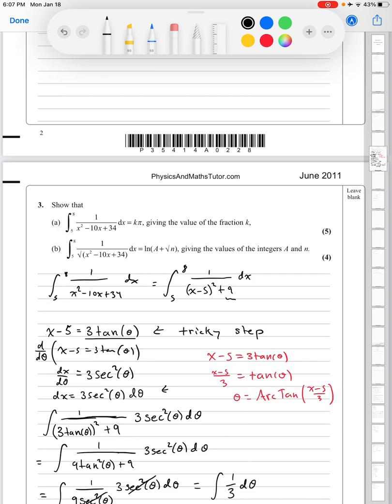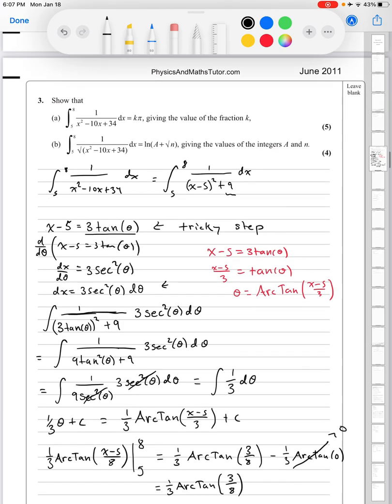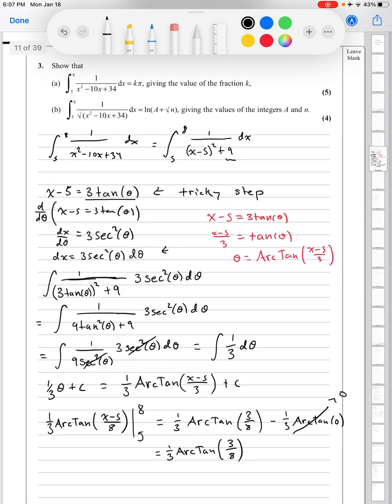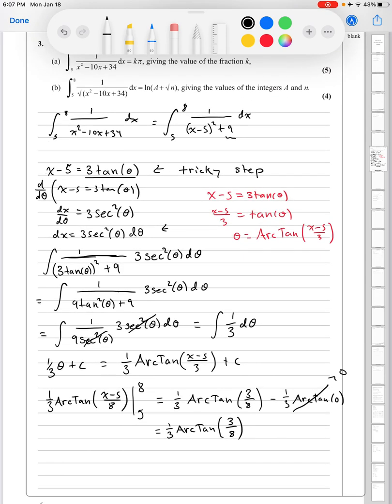Something times pi. Let's see. This would help. It's not over 8, it's over 3. I don't know what I was thinking. Hopefully, about 2 minutes ago when you saw me write that 8 out, you cringed. It's actually over 3. So it's the arctan of 1. A third arctan of 1.